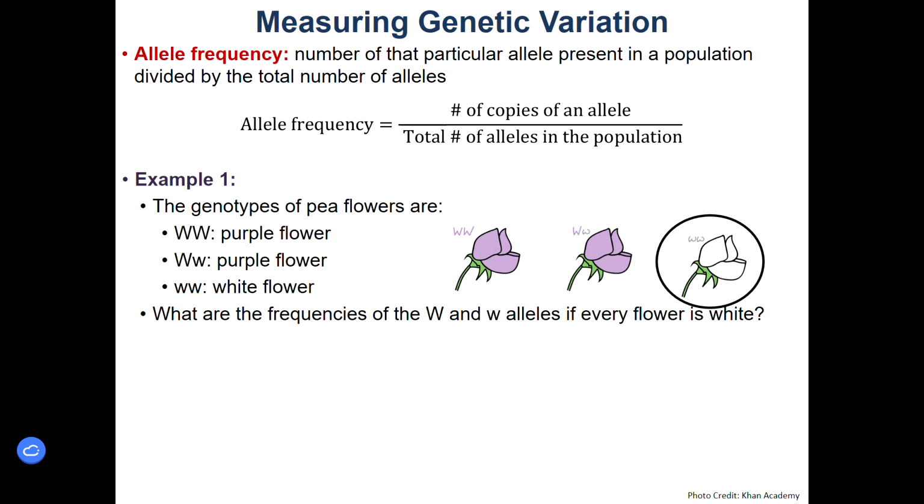What is the allele frequency for the big W, the dominant allele, and the little w, the recessive allele, if every flower in our population is white? If we only had white flowers in our population, what is the allele frequency for big W, and what is the allele frequency for little w? Let you think about that. You could talk to your neighbors.